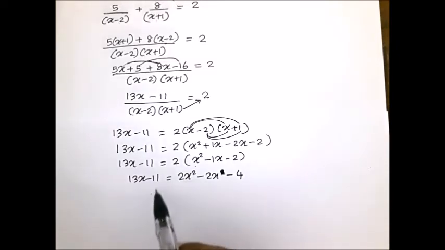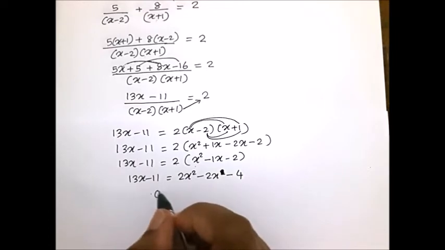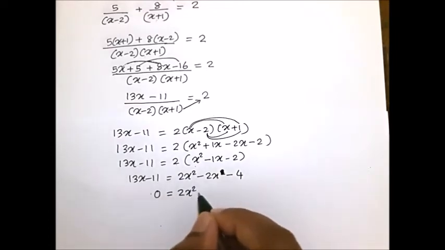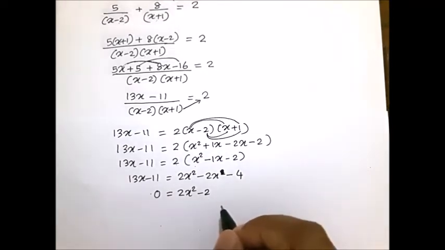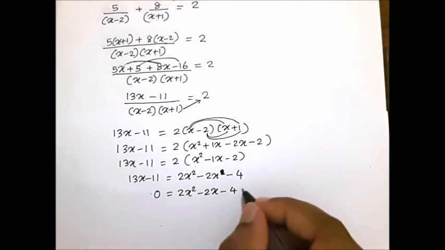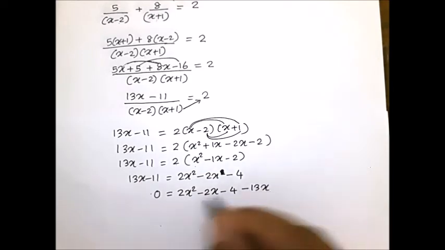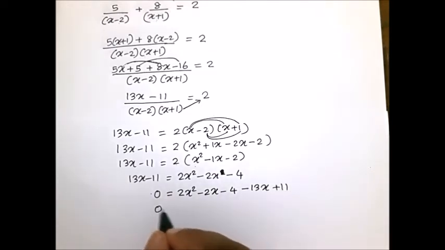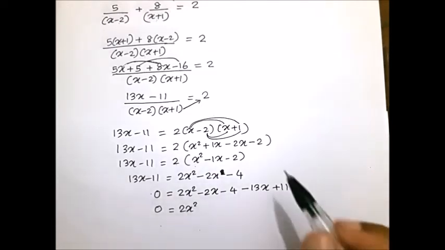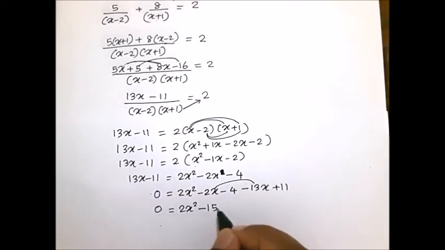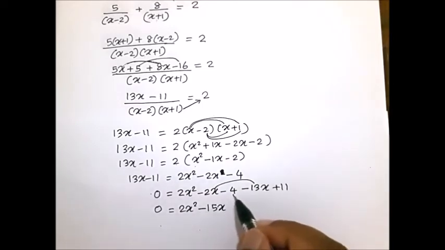So arrange the left hand side as 0 and take these two terms to the right hand side. Plus 13x, here minus 13x, and minus 11 becomes plus 11. Now simplify. Minus 2x minus 13x is minus 15x. Minus 4 plus 11 is plus 7.